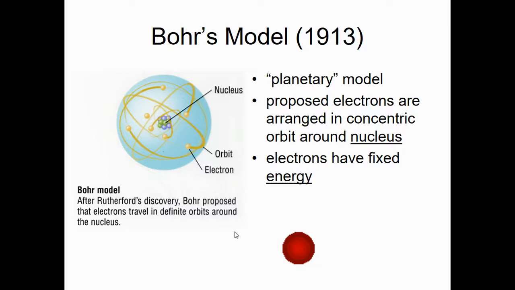Not only that, I think that they are in an orbit around the nucleus. Kind of like a planet orbits the sun, he thought electrons orbited the nucleus. Okay, and he said that these orbits have a fixed energy. If you are in the first orbit, your energy is X. If you're in the second orbit, your energy is Y. They are fixed orbits and they do not change. The electrons do not exist between different energy levels or between different orbits. So this was in 1913.